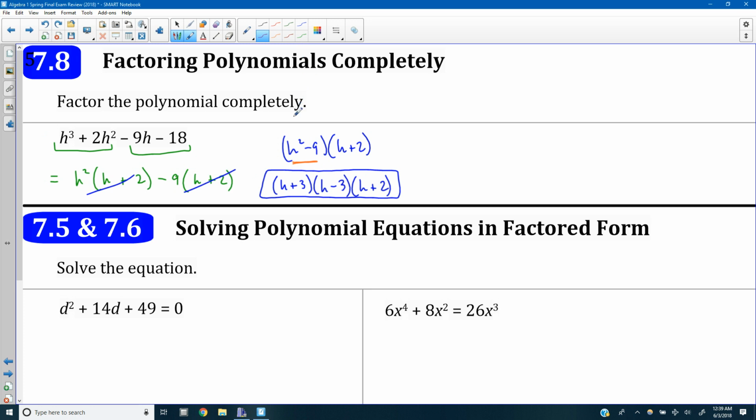I do want to show you this. Notice what happens if I wanted to distribute this. I could take the h squared and multiply it with h plus 2, and I could take the negative 9 and multiply it with h plus 2. I'm distributing each term in one quantity to the other quantity. I'm multiplying h squared by this thing, and I'm multiplying negative 9 by this thing.